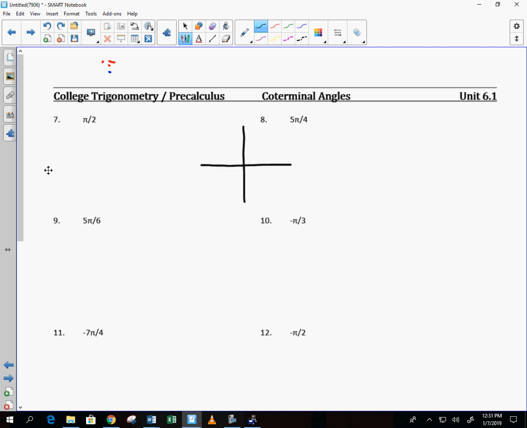Now, some of you know where 5 pi over 4 is located. Is 5 pi over 4 more than 1 pi or less than 1 pi? It's more than 1 pi. In fact, some of you remember 5 pi over 4 is 225 degrees. And so we are going to go more than 1 pi. We're actually going to go right there. So you have 5 pi over 4.